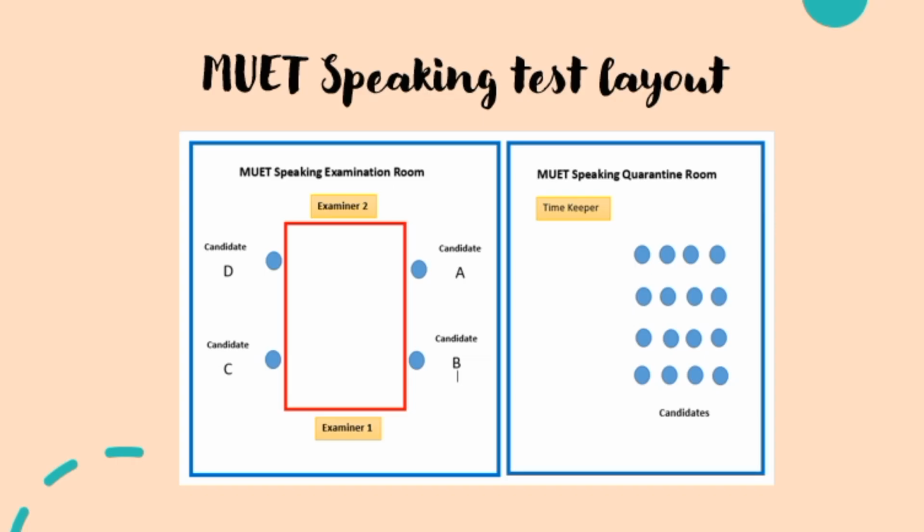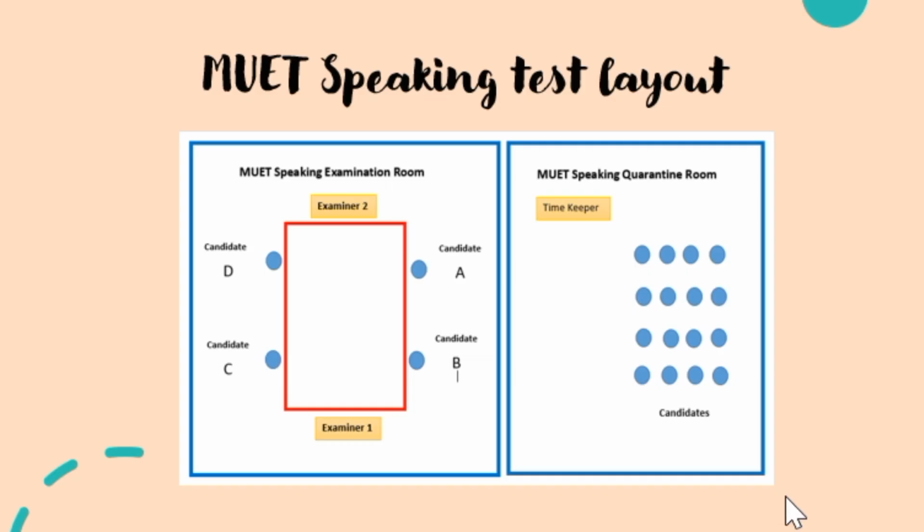When the time comes, you and your group members will be called into the MUET examination room, where you will be sitting in this position as seen here. You will be sitting in front of each other, with the 2 examiners sitting on your left and your right. You will be sitting at your designated place as candidate A, B, C, or D.